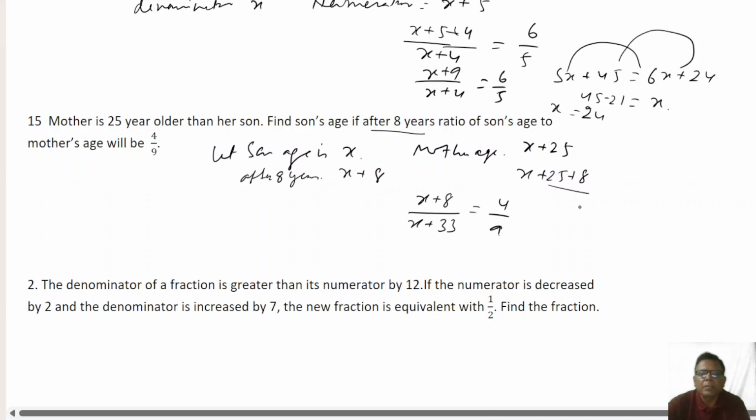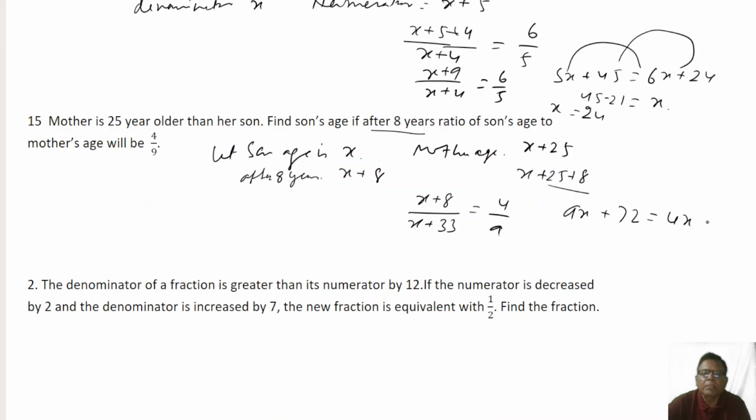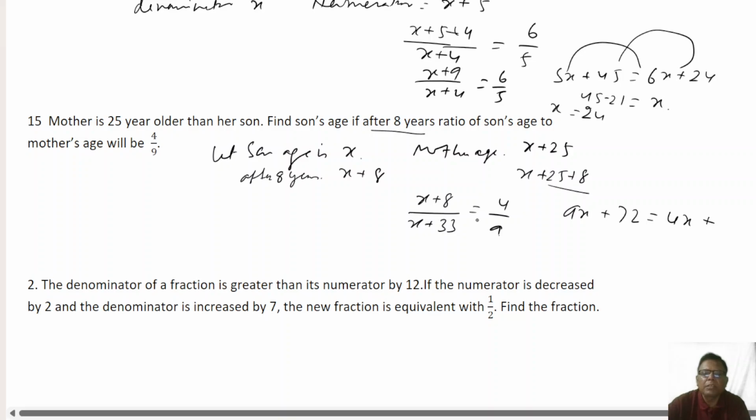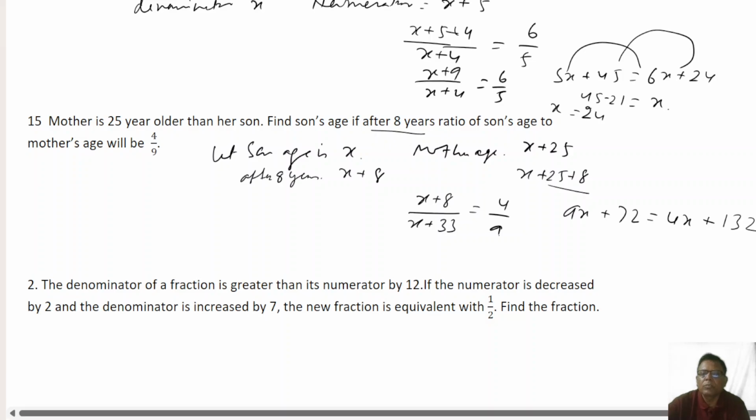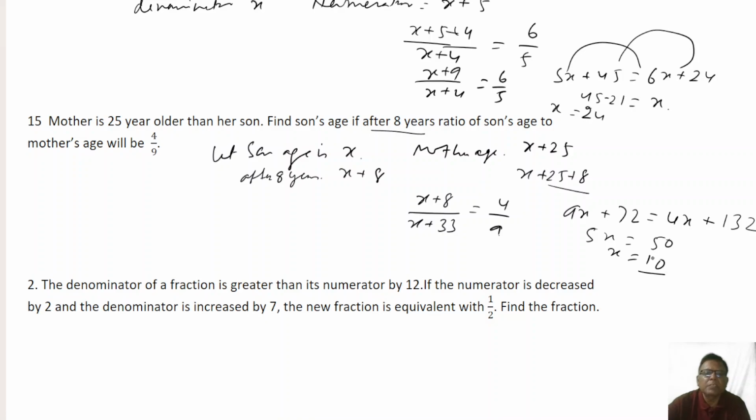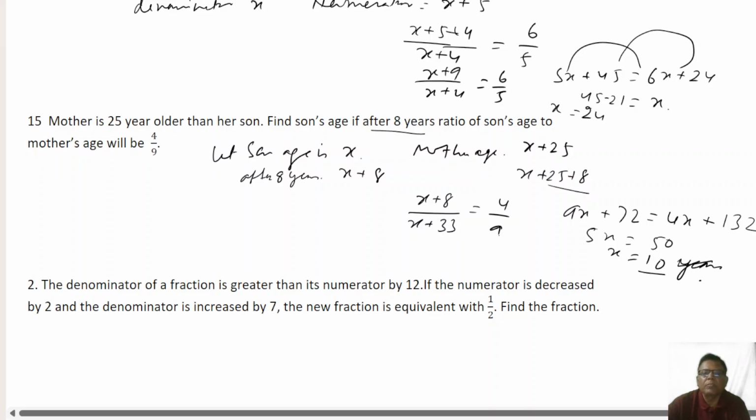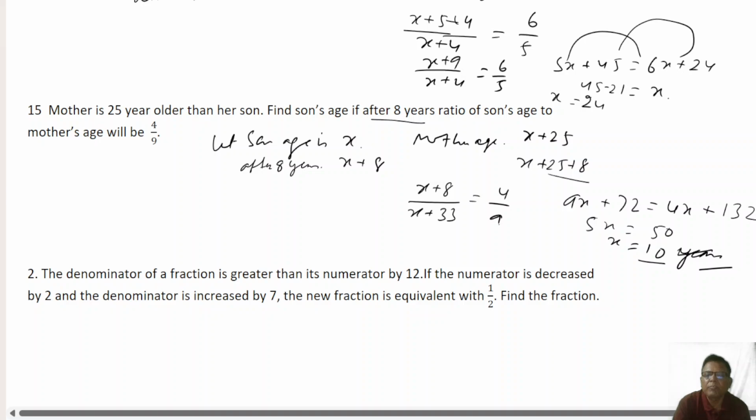So you cross multiply: 9x plus 72 is equal to 4x plus 4 into 33, 4 into 33 is 132. So 5x is equal to 60, then x is equal to 12. It is asking the son's age only. So the answer is 12 years. Don't leave the unit. The unit is very important. If a unit is there, then you must write the unit. So here the unit is years.